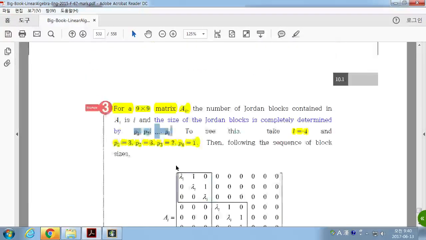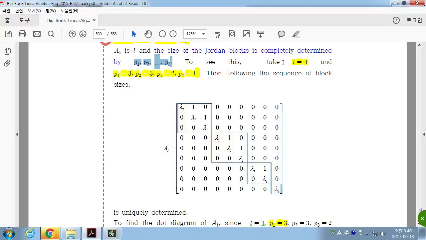To see this, here L is 4. In this case, we have 4 Jordan blocks, so L is equal to 4. The first block is a 3 by 3 block, so p1 is equal to 3. The second block is also 3, so p2 is 3. The third block is a 2 by 2 block, and the fourth Jordan block is 1 by 1, so p4 is equal to 1. So if we know this L and the p_i's, then we can find the Jordan canonical form. And if we have this, then we can find L and the p_i's from here.